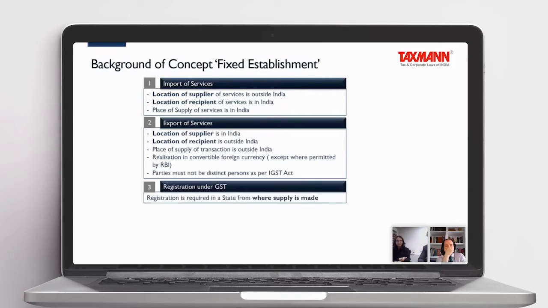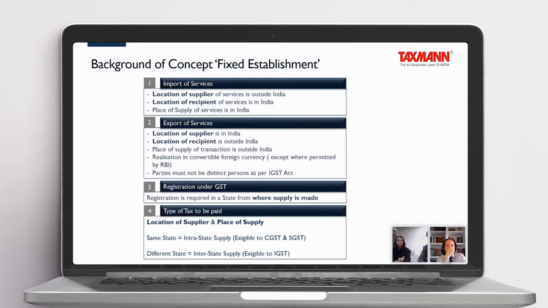Moving on to the next part, registration under the GST. The supplier would be required to take registration in the state from where the supply is actually made. And finally, the final point is the type of tax to be discharged. In this case, two factors are really important: the location of supplier and the place of supply. If both of these fall into the same state, it would qualify as intrastate supply. Whereas if these two fall under different states, then the transaction would qualify as interstate supply.